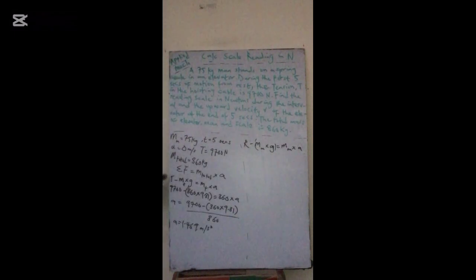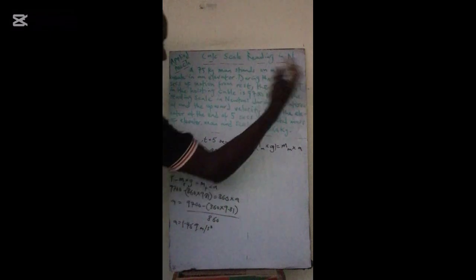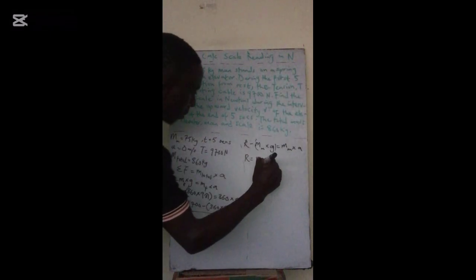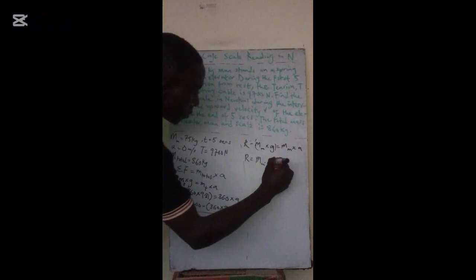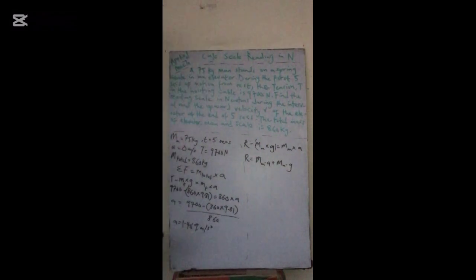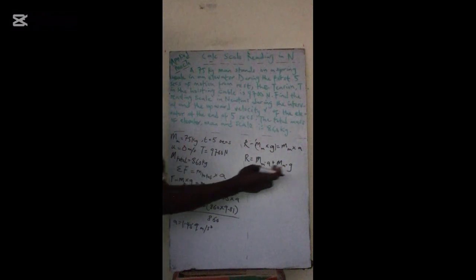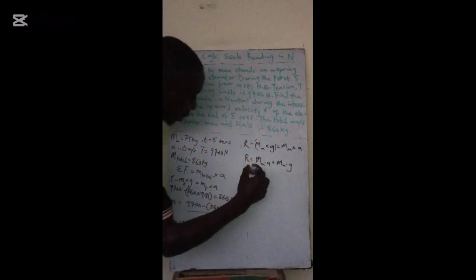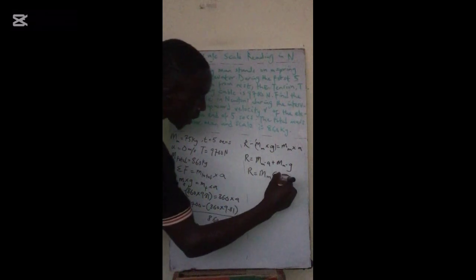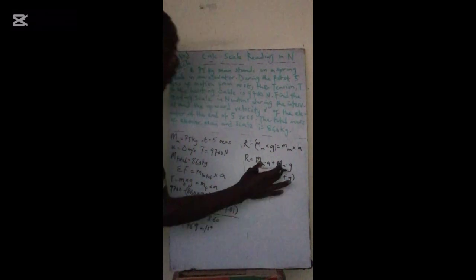We are through with the tension here. We are calculating for the scale reading now, so we are calculating for R. Bringing this to the other side, you'll have R is equal to m a plus m times g. We can factorize it, so the scale reading is equal to mass of man into bracket acceleration plus gravity.